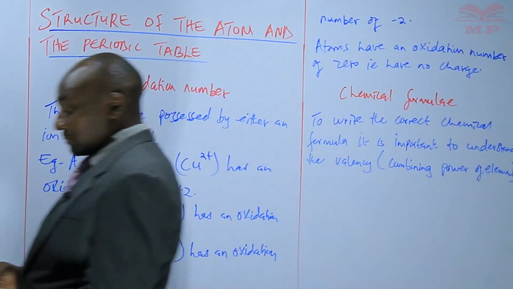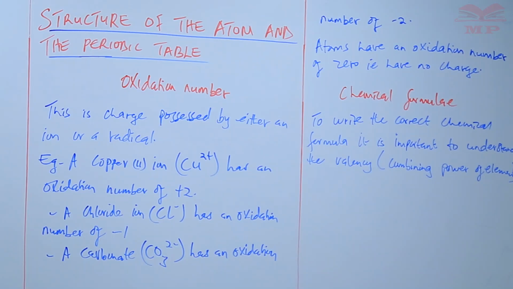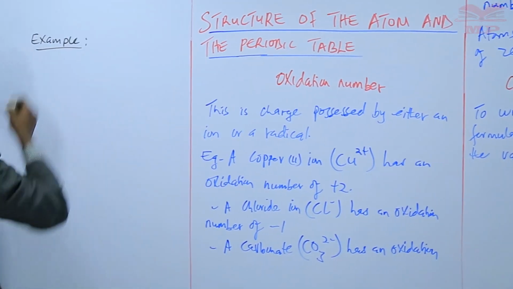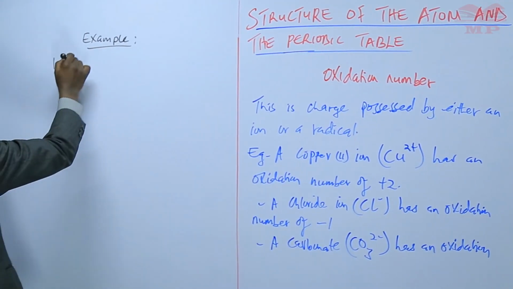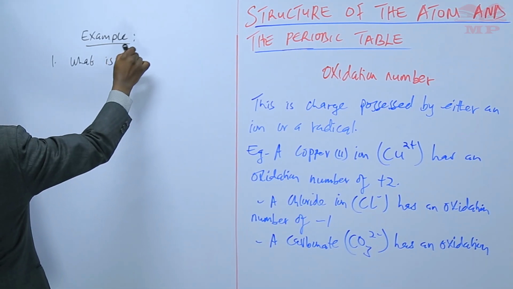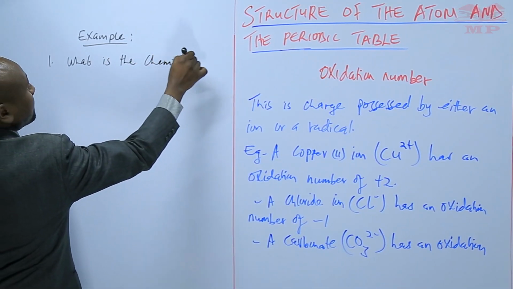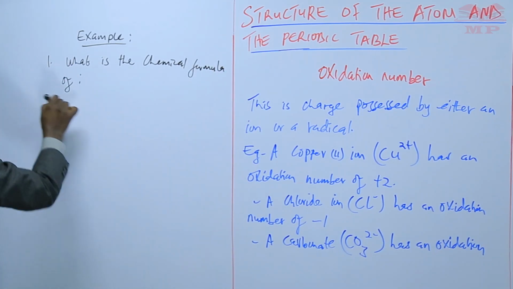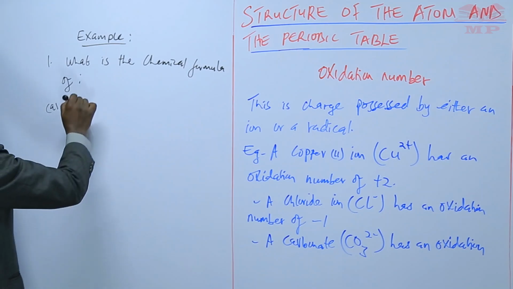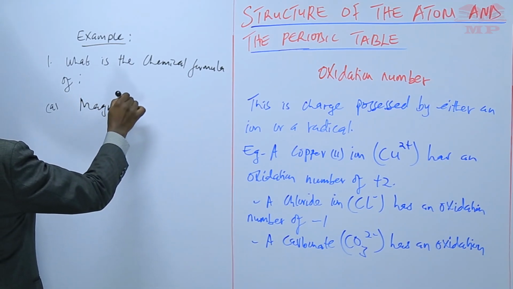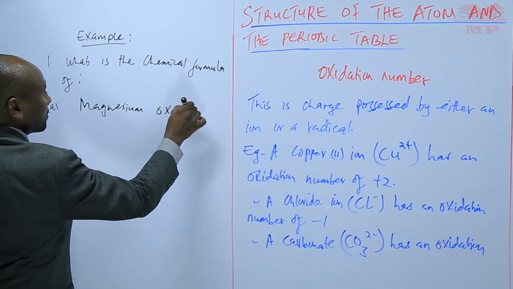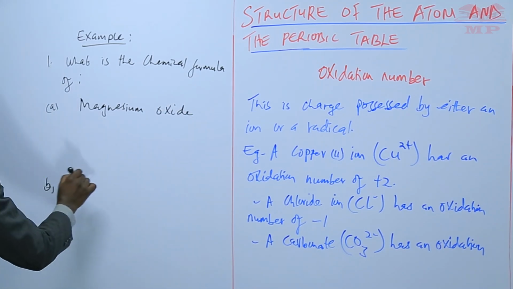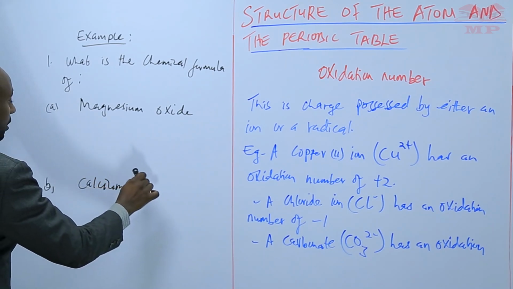And we'll take an example. We want to ask ourselves, what is the chemical formula of A, magnesium oxide? We'll leave a space for answering that. Then B, calcium chloride.